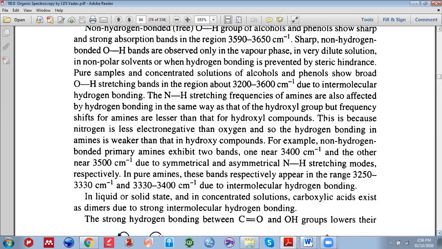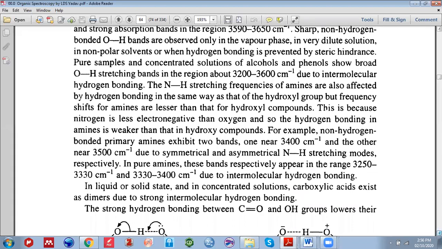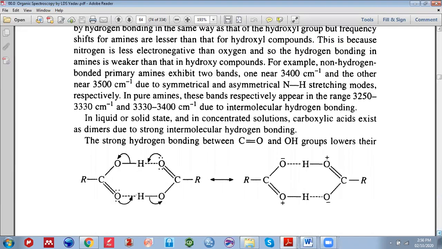In liquid and solid state and in concentrated solution, carboxylic acid exists as a dimer due to strong hydrogen bonding. So just see the example of the carboxylic group. Here the carboxyl group shows a dimer, this is the hydrogen bonding case, just oppositely linked carboxyl groups, that shows a dimer.